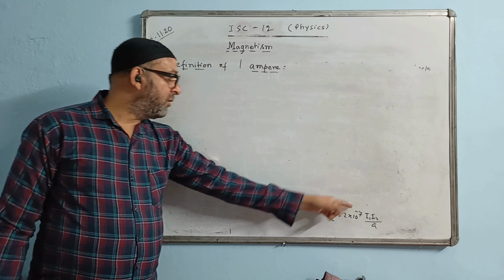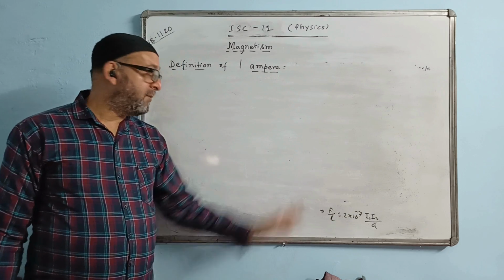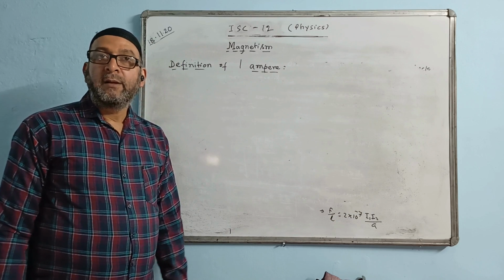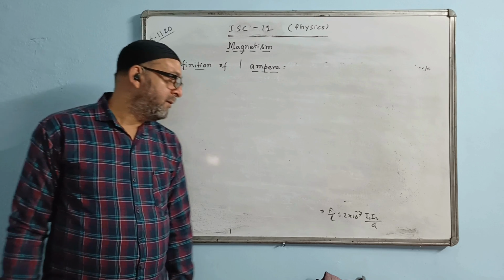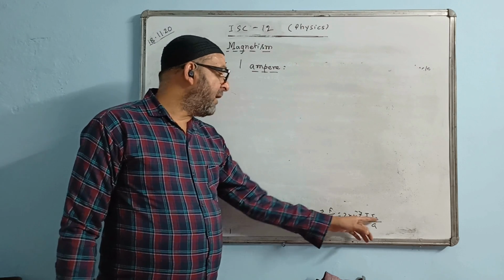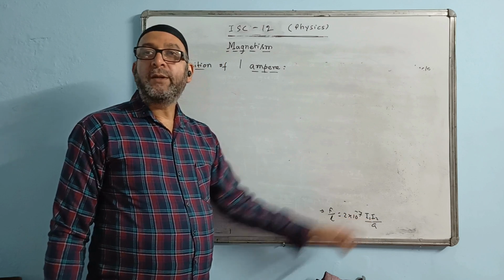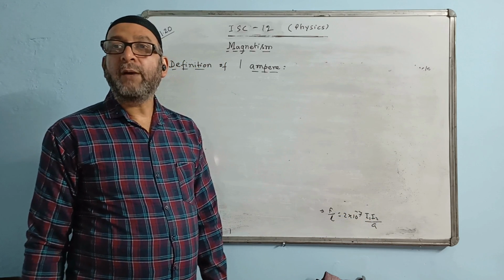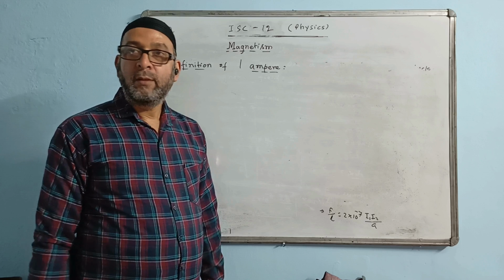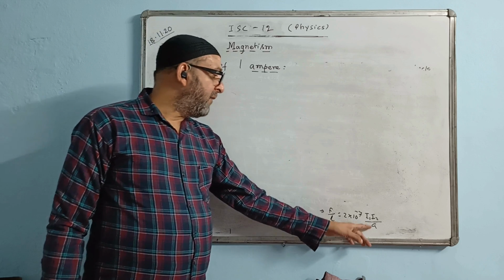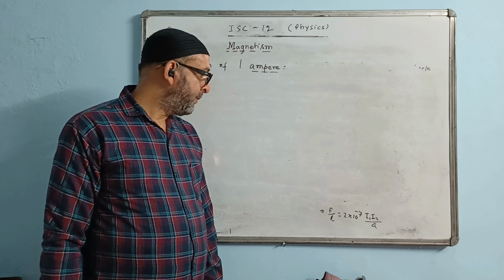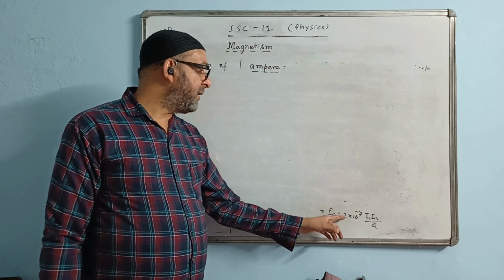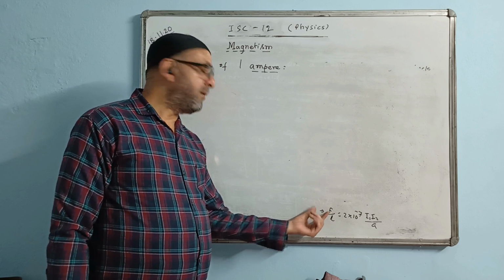F by L is 2 into 10 to the minus 7 I1 I2 by a. On this basis we define it. And the trick is like this. I'll show you the trick of how you can define it. If I1 and I2 we take equal, and the value of a I take 1 meter, and F by L value I'll take exactly the same, 2 into 10 to the minus 7 here.